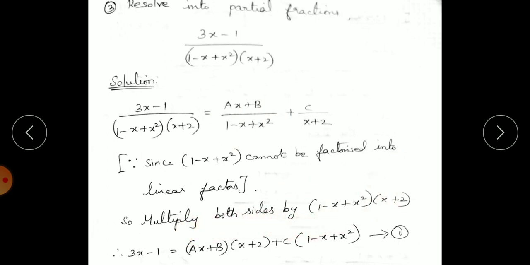So multiply both sides by this term. What we'll get is 3x minus 1 equals ax plus b into x plus 2, plus c into 1 minus x plus x squared. Take this as the first equation and then put x equal to minus 2. So we'll get c value as minus 1. Then equating coefficients of x squared on both sides, we get 0 equal to a plus c.